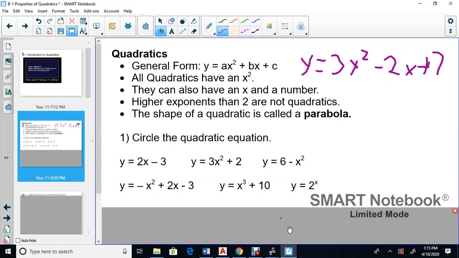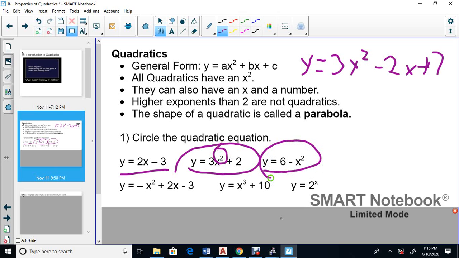Circle the quadratic equation. So it has to have an x squared. So you go to the first one. No, there's no x squared. You go to the next one. Yes, there's an x squared right there. The next one. Well, this one here is also a quadratic because there's the x squared here. Okay, let's go to the next one. Yes, there's an x squared, and it's the highest exponent. The x squared has to be the highest exponent.